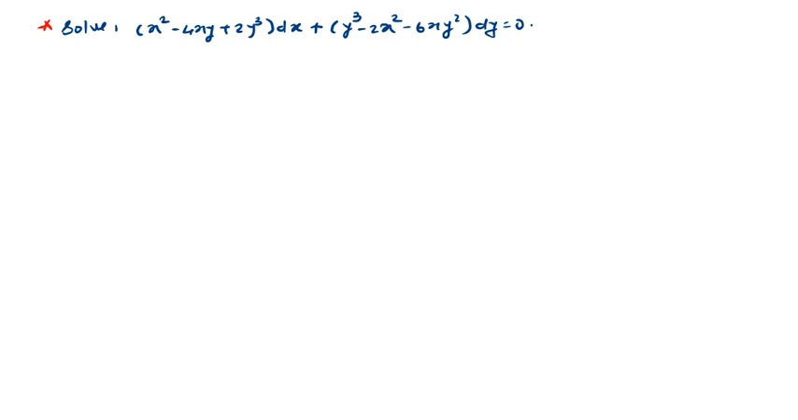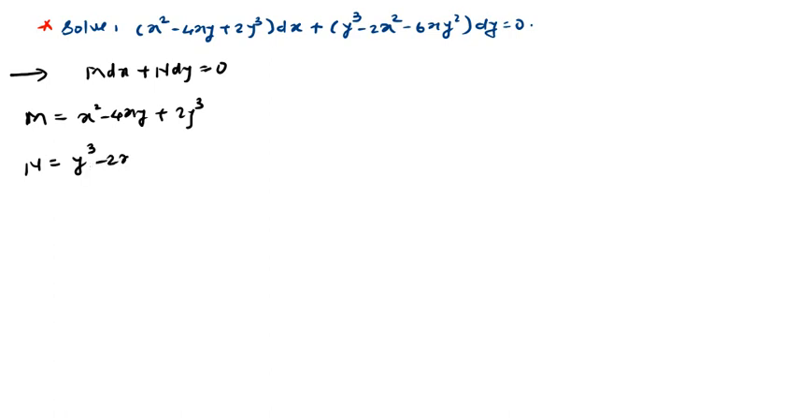Now we will see this example to check whether this is exact or not, and if it is exact, then we will find the solution for it. Again comparing this differential equation with our standard differential equation, M dx plus N dy equal to 0, where M is x square minus 4xy plus 2y cube, and N is nothing but y cube minus 2x square minus 6xy square.